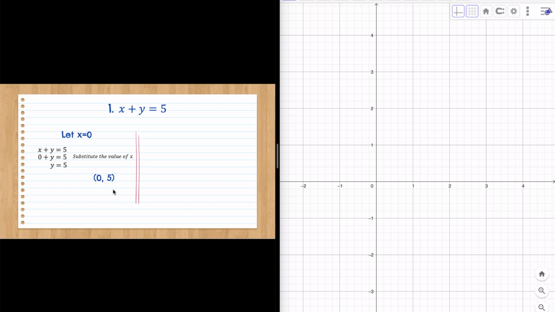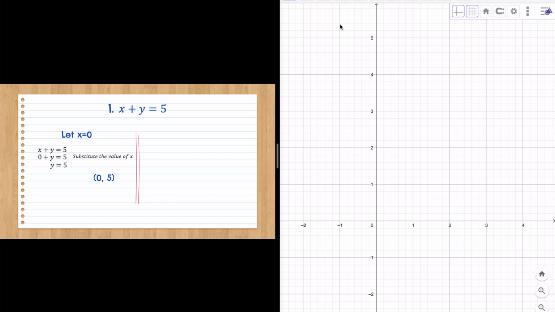Saan ito makikita? Nasa y-axis. So kung ipa-plot mo siya, 0 yung x, pero yung y mo ay nasa 5. Ayan. So 0 yung x, tapos yung y mo ay 5. So nandito yung unang point. So ito, pansinin, nasa y-axis siya mismo, kaya y-intercept ang tawag sa kanya.